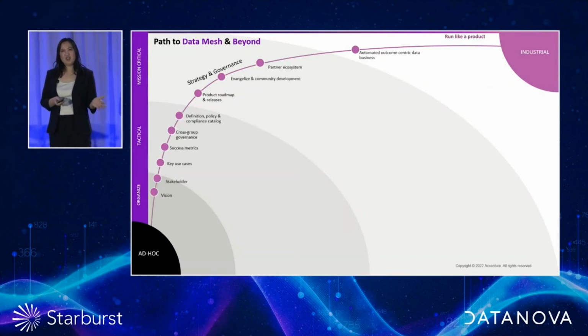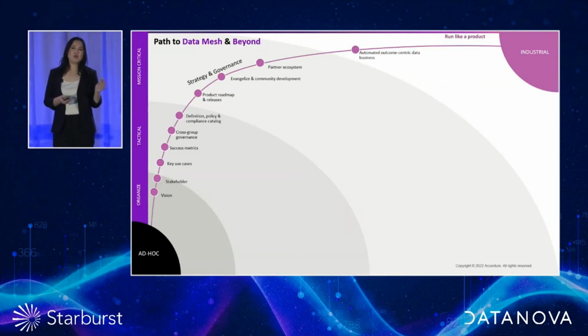I wanted to leave with two more slides that really show this journey, right? So we were able to talk a lot about this path around strategy and governance, right? We're really talking about the vision, the stakeholders, identifying initial key use cases, the success metrics. How do you have this cross-group ways of working that leads to product roadmap releases and partner ecosystems? And all of this is towards this more automated, data-centric business.